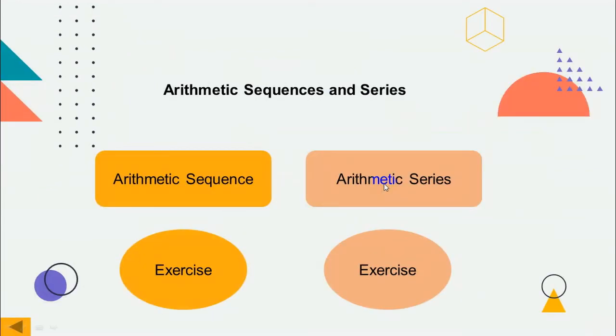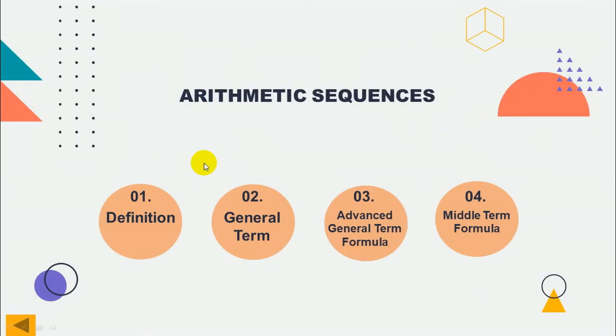Okay, in arithmetic sequence and series, we will learn first about arithmetic sequence and then second about arithmetic series. So now we will continue to arithmetic sequence. In arithmetic sequence, we learn about four things. The first is the definition, the second is the general term, the third is the advanced general term formula, and the last is the middle term formula. So now let's jump to the definition.